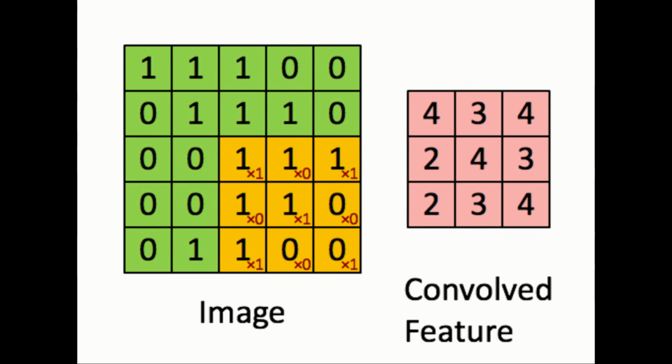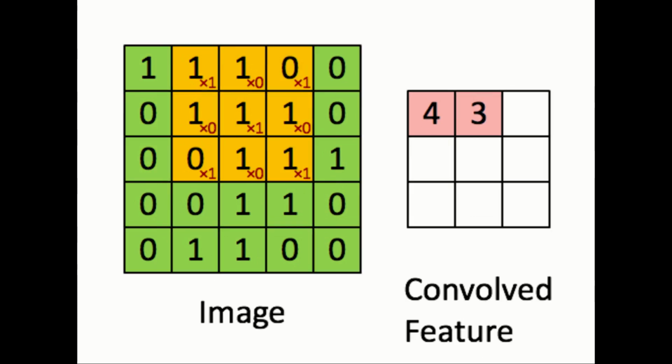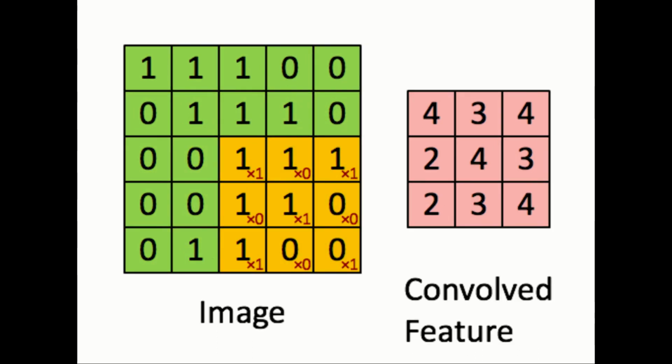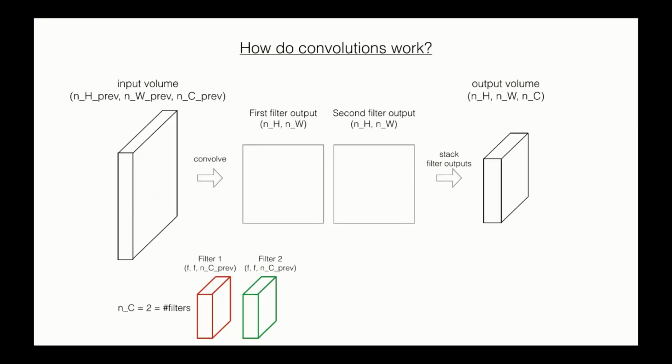So the next layer will contain the activation computed by the previous layer, which is called the convolved feature in this case. Just to make sure that you understand all of this, I'll show a nice video. So this is how convolutions work. In this case we have our input volume, and there are 3 parameters: height, width, and channels. In this case the number of channels is 2, which means there are going to be 2 outputs. The first one is called the first filter output, and the other is the second filter output, and the number of channels defines how many outputs we are going to get.